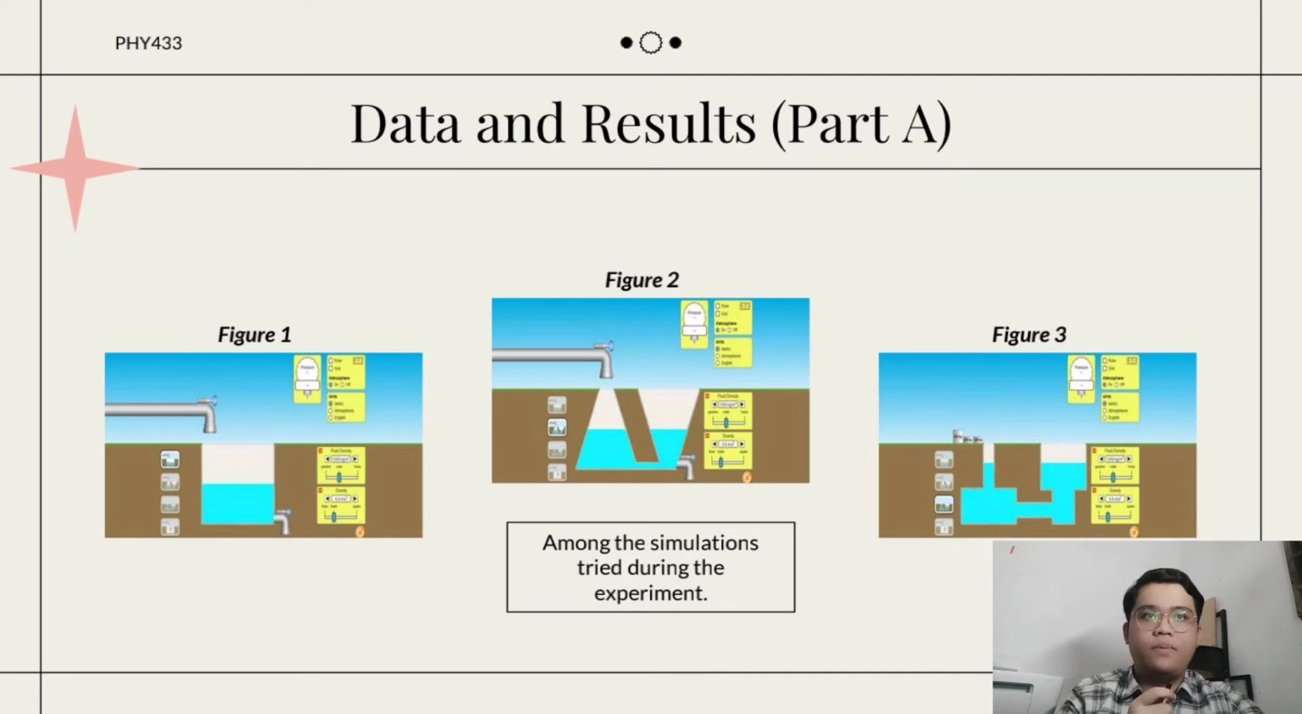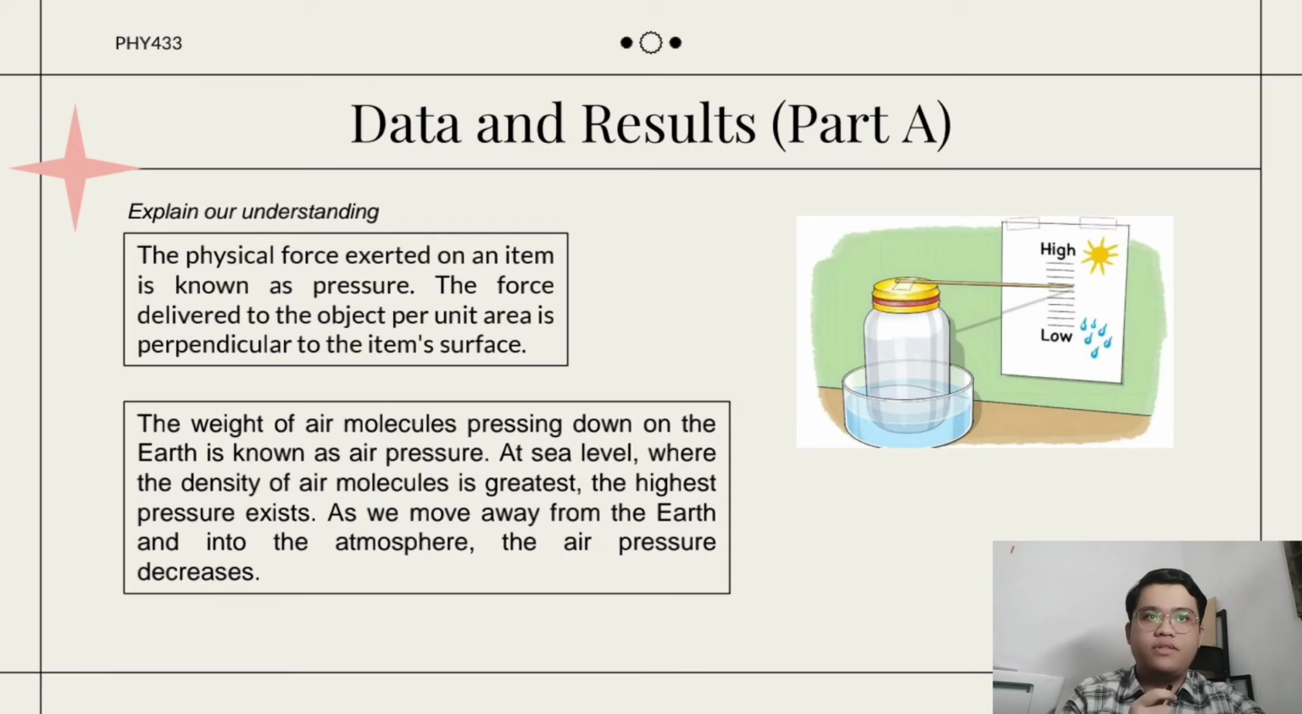For data and result for part A, we can see the number of simulations that were tried during the experiment, figure 1 until figure 3. Next is the data and result for explain our understanding. The physical force exerted on an item is known as pressure. The force delivered to the object per unit area is perpendicular to the item surface. The weight of air molecules pressing down on the earth is known as air pressure. At sea level, where the density of air molecules is greatest, the highest pressure exists. As we move away from the earth and into the atmosphere, the air pressure decreases.